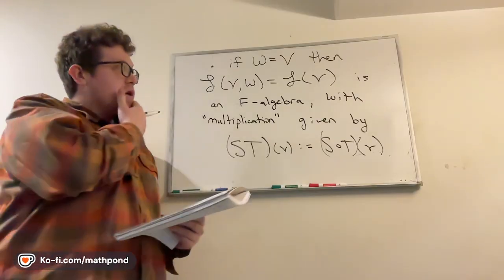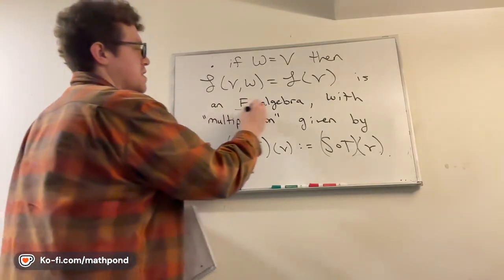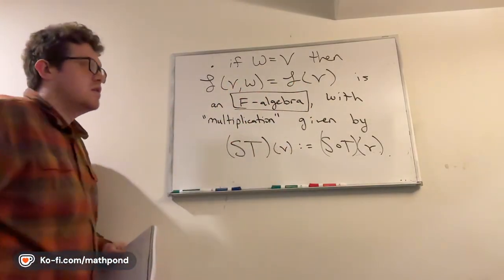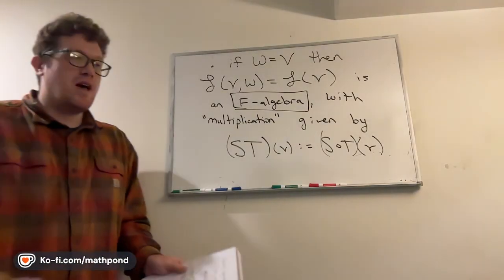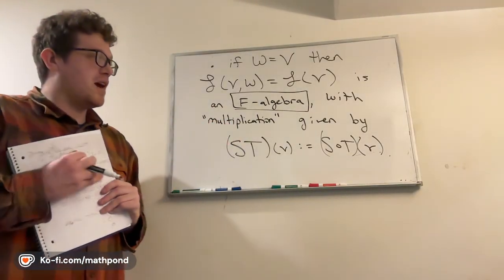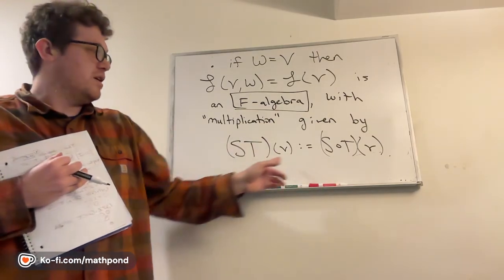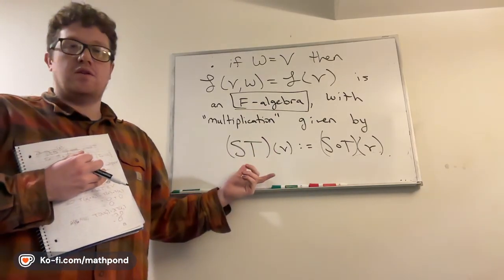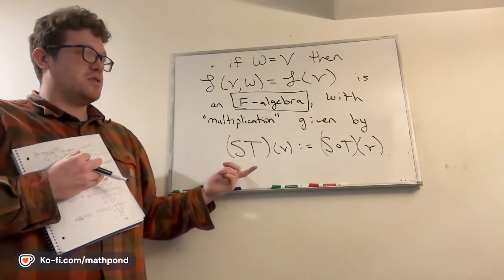Okay, so I already said it here, so this makes it an F algebra. You have F vector space structure, and an F algebra is one additional property. Now you have a product structure where the product preserves the F vector space structure.